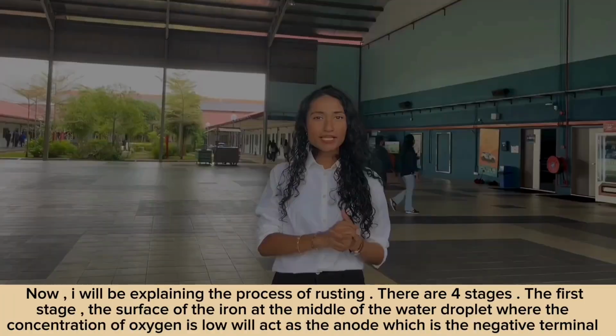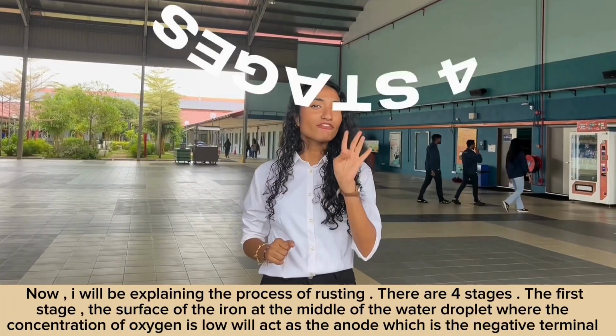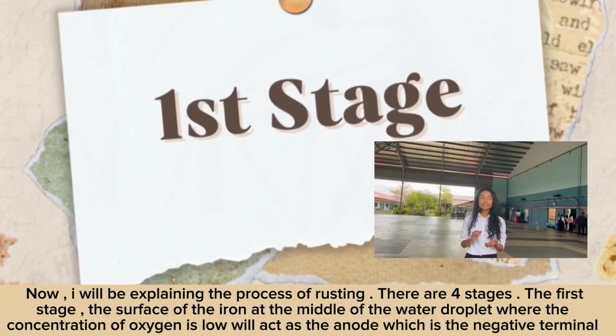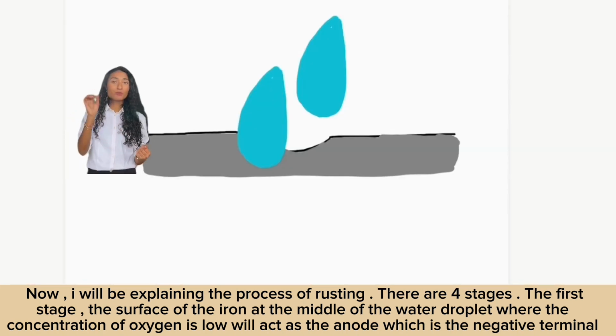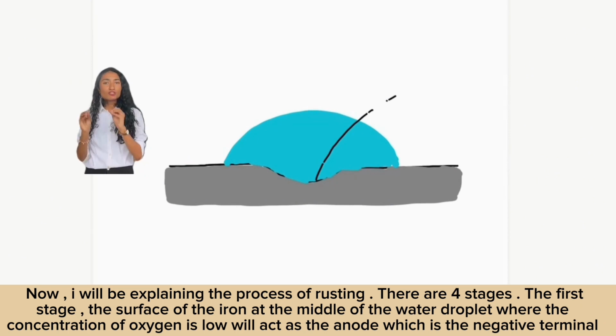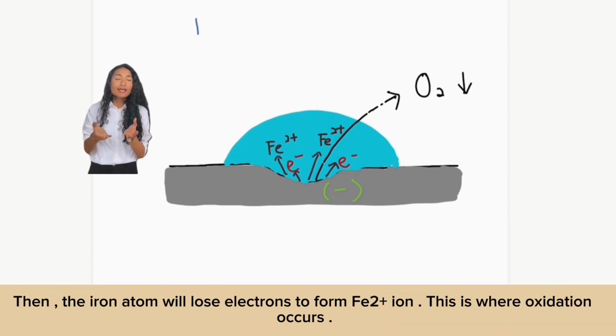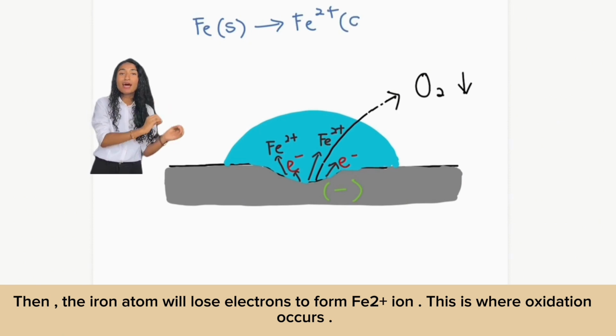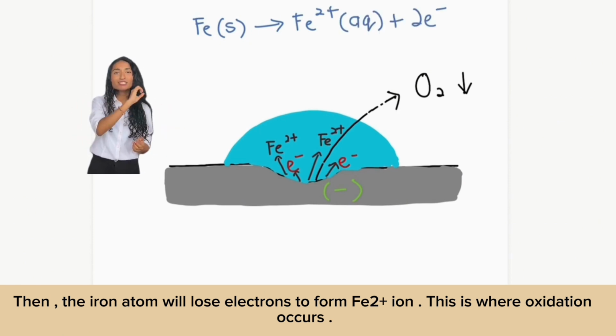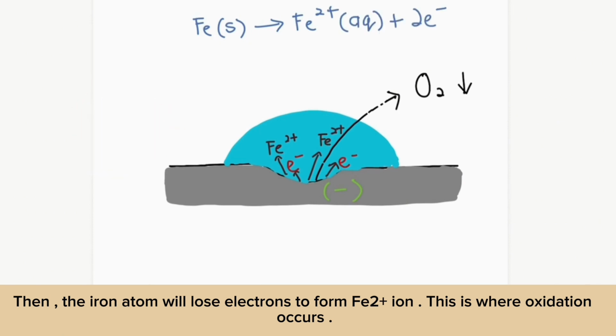Now, I'll be explaining the process of rusting. There are 4 stages. In the first stage, the surface of the iron at the middle of the water droplet, where the concentration of oxygen is low, will act as the anode, which is the negative terminal. Then, the iron atom will lose electrons to form Fe2+ ions. This is where oxidation occurs.